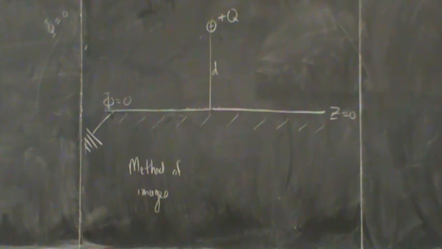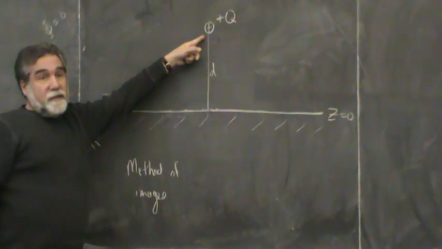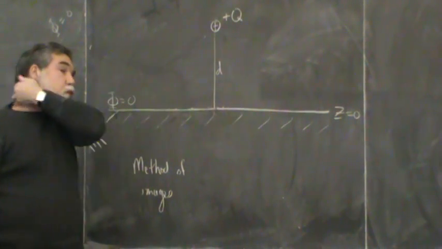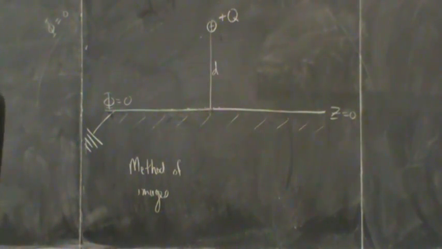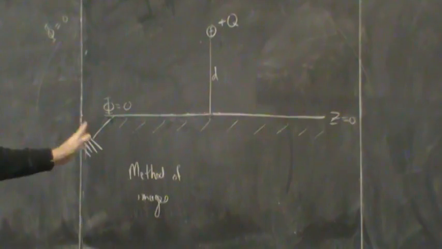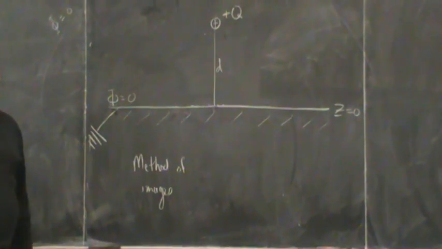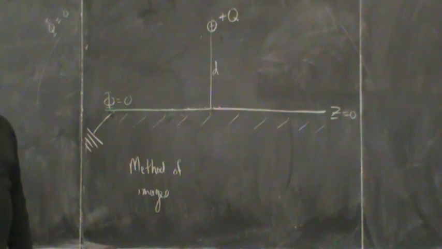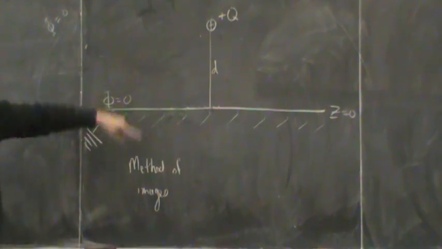Yes. Okay. So, but right now the question is, can we come up with a charge somewhere that we can add to this problem that will make the potential 0 along this line? Any suggestions? Not from the front row. Yes. The reflective image? Yes.